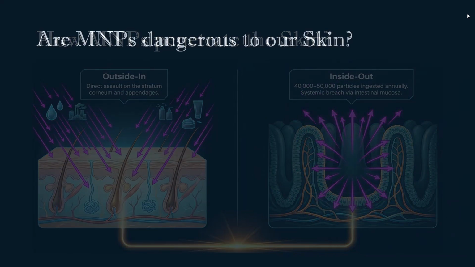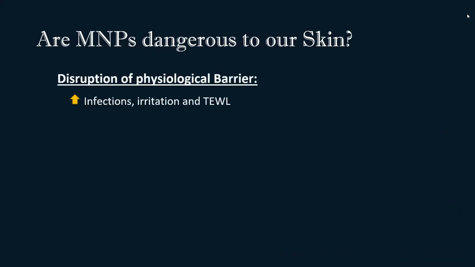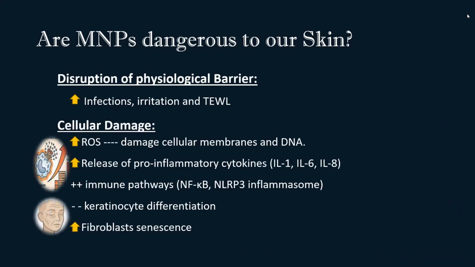Micro and nanoplastics can harm the skin in various ways. They may disrupt the normal physiological barrier of the skin, thus increasing susceptibility to infections, increasing irritations, and increasing transepidermal water loss. Micro and nanoplastics may cause direct cellular damage, leading the skin to enter a pro-inflammatory state. These substances upregulate reactive oxygen species, leading to damage to cellular membranes and DNA, increase pro-inflammatory cytokines like IL-1 and IL-6, and upregulate immune pathways of the inflammasome.